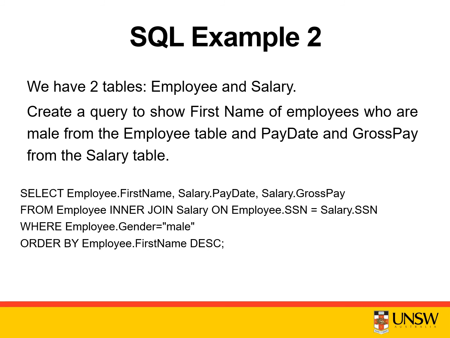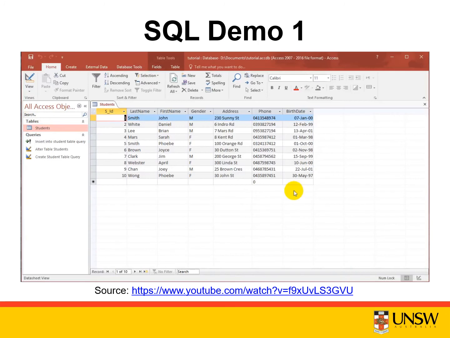To do this, we used inner join to connect the tables, and in the where section, we typed gender equal to male. Watch the demos in the next two slides. This is the fake information that I've created, and now we're going to introduce you guys to the select query.